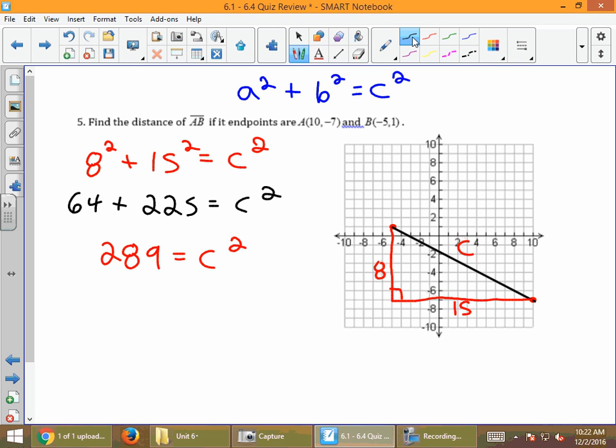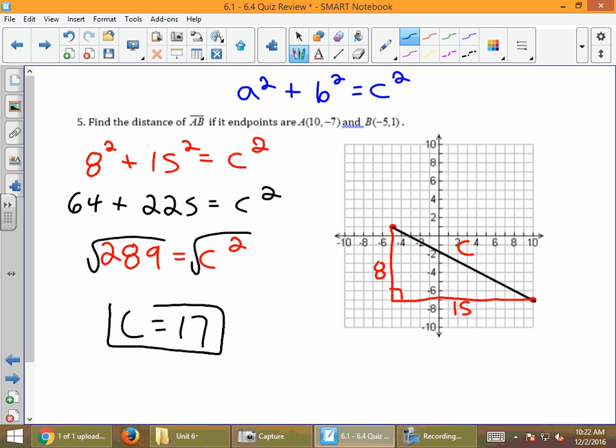How do you undo a square? Square root. Is 289 a perfect square? Is it? Oh, okay, good. What is it? It equals 17.